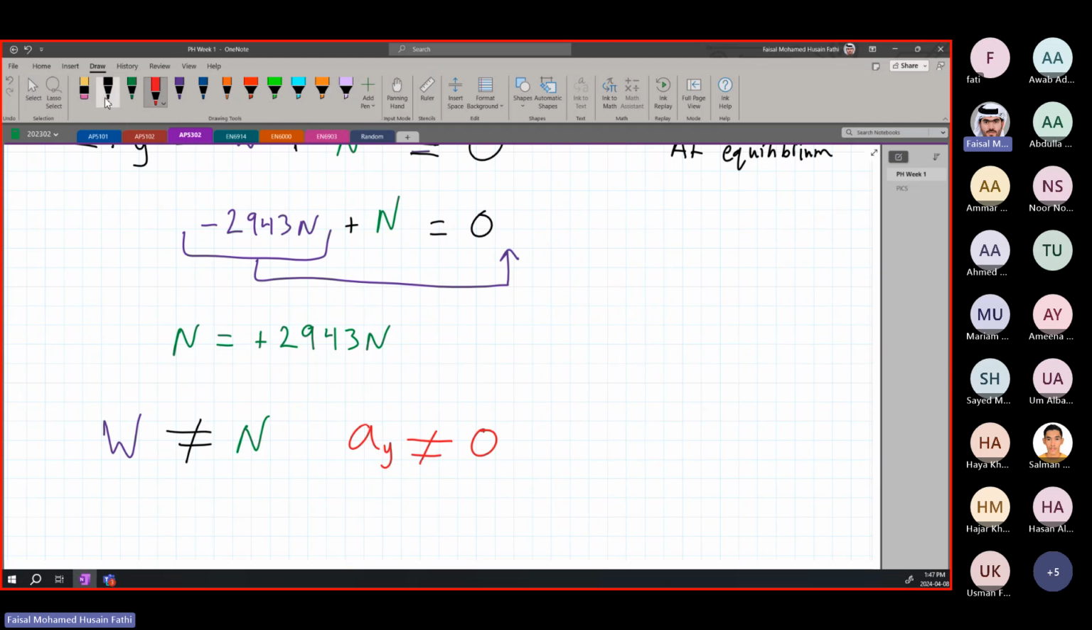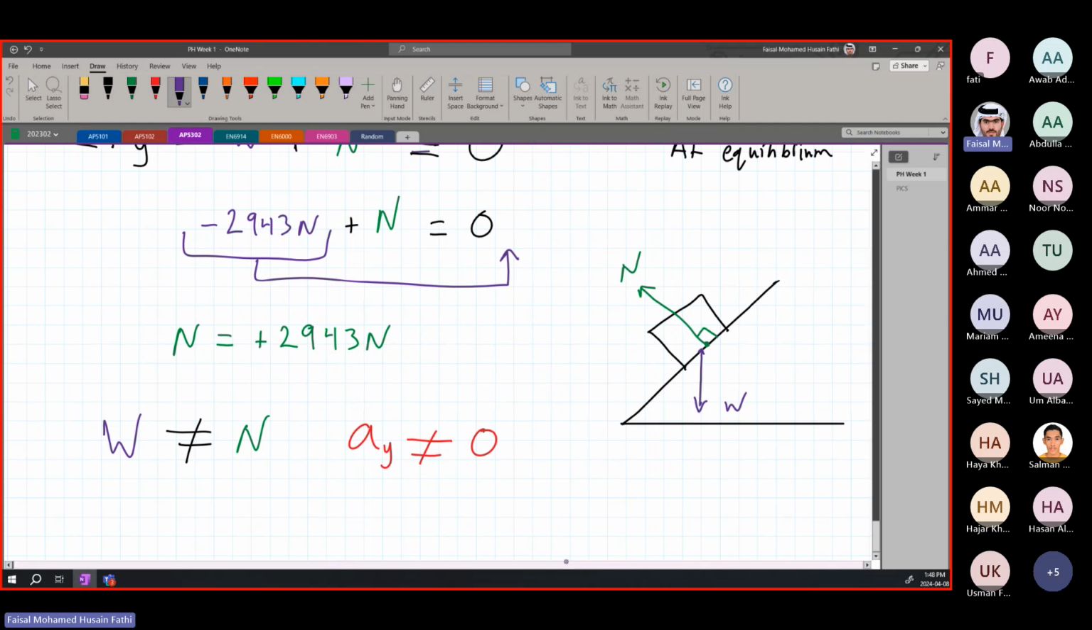So, for example, let's say we have an inclined surface and we have a box on top of it here. All right. Now our normal force is going to be in this direction, because the normal force is always perpendicular to the surface it is at. While our gravity is always going to be downwards. So here, as you can see clearly, this is N and this is W. N is not equal to W.